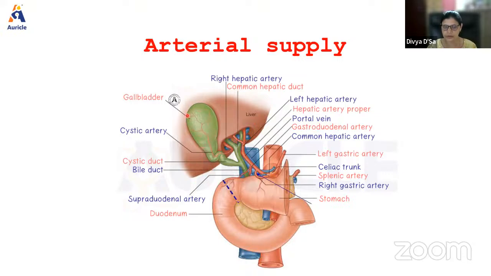Though we do cholecystectomy where we remove the gallbladder, it doesn't affect much of the function, because the liver will not cause any dysfunction just because we remove the gallbladder. That is one thing you need to keep in mind.